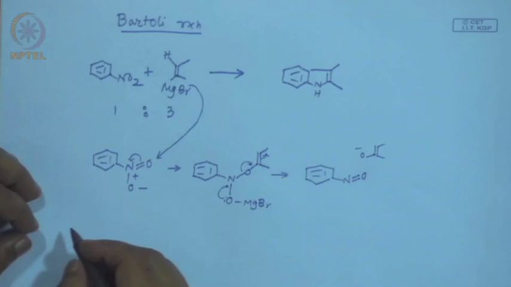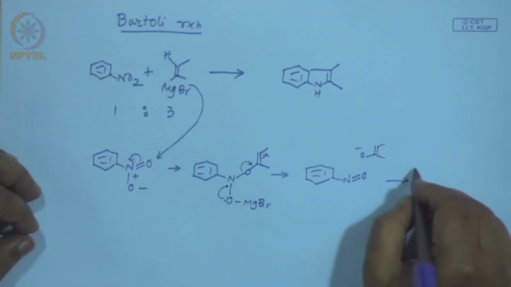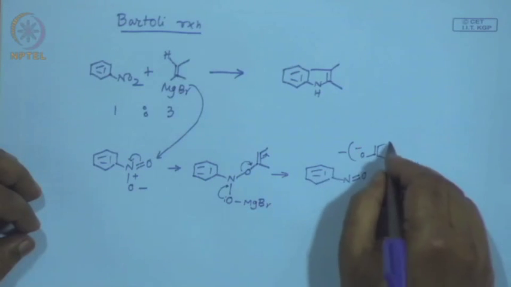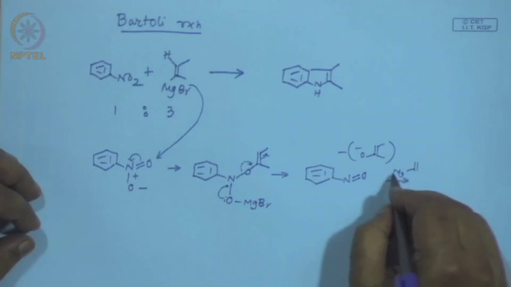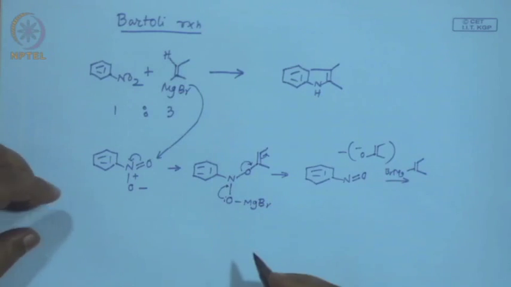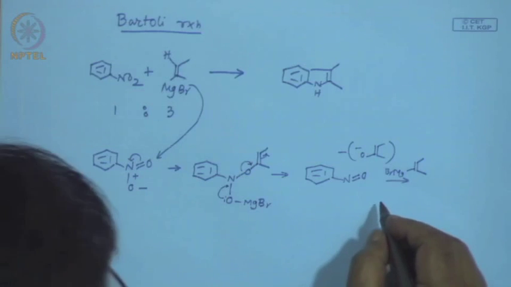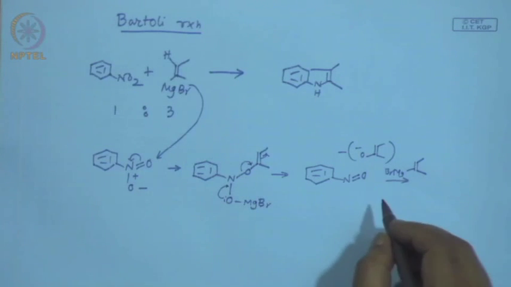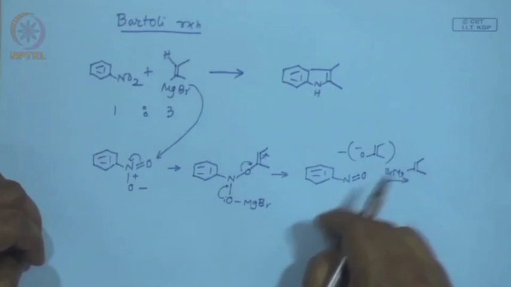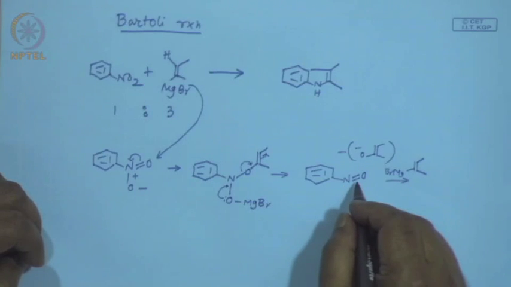What next? You can expect one more, this minus comes out, then you have magnesium bromide, and the first equivalent is consumed. Then the second equivalent, mind it, nitrosobenzene has a unique property, as many of you probably know. It can be used as a dienophile in Diels-Alder reactions, where the reaction takes place across the nitrogen-oxygen double bond, and if you cleave it, you can incorporate nitrogen in an acyclic moiety.